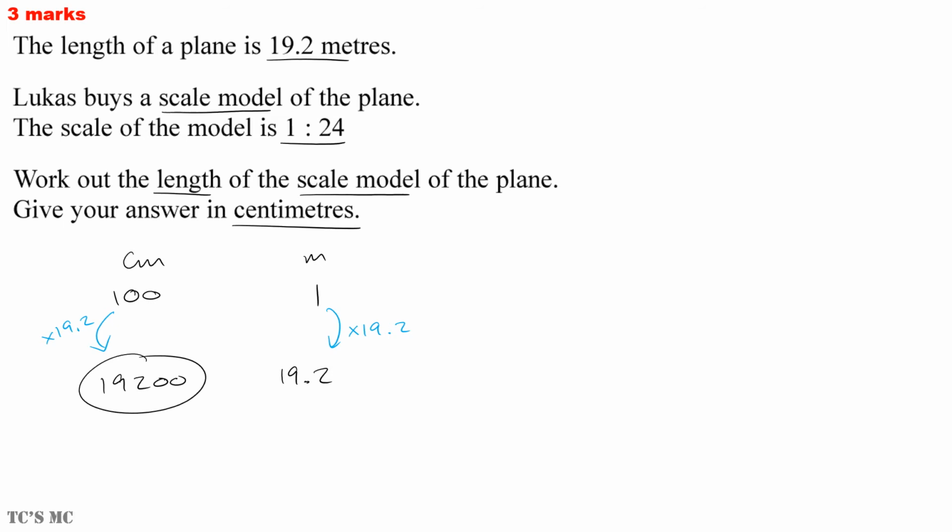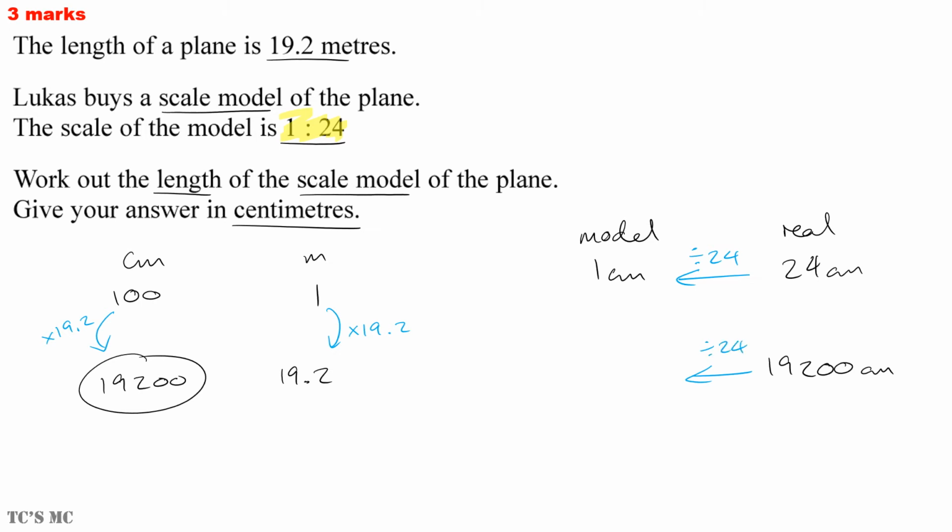To work out the length of the scale model, we have model and we have real. Use the scale that they've given us, this 1 to 24. We know 1 centimetre is equal to 24 centimetres. In real life, we have 19,200 centimetres. If I go across, I need to divide by 24. Do the same over here. Now I have 2 marks. Type that into your calculator and you would get 80 centimetres. And now we have 3 marks.